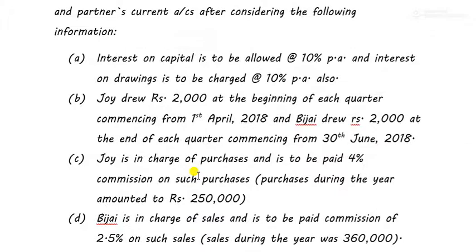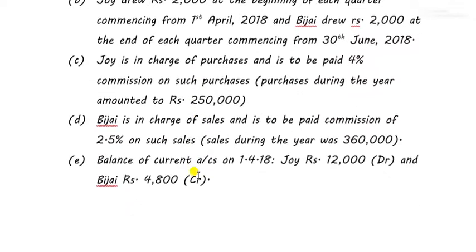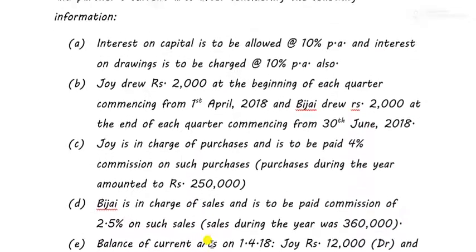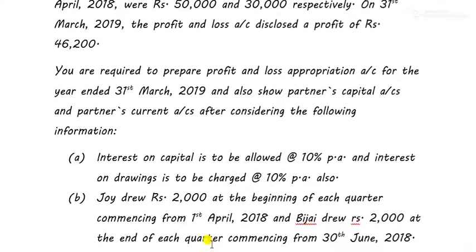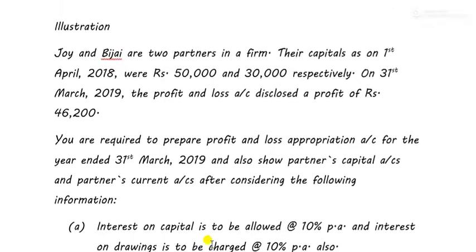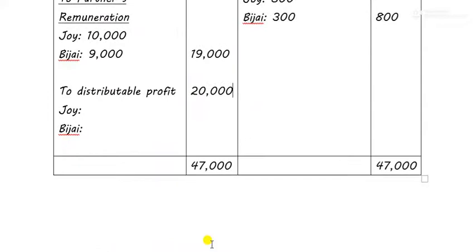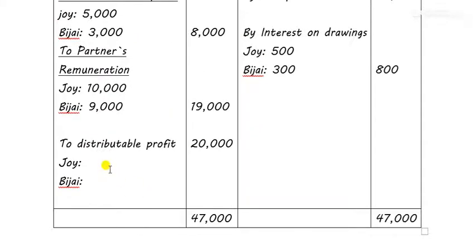Now, have they told me about any profit sharing ratio in the sums? Anywhere that profits are to be distributed in this ratio or that ratio? No. So if they haven't told me anything about the distribution of profit, I'll distribute the profit equally.